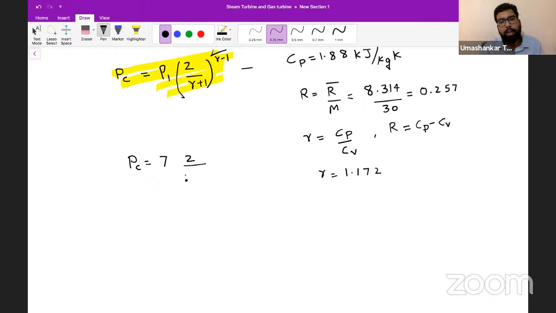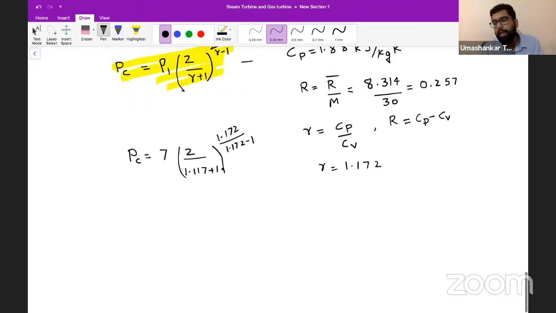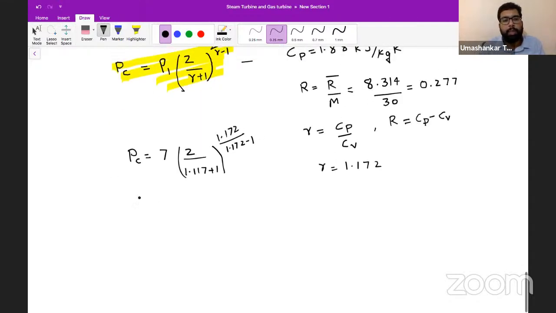we have gamma is equal to 1.172, so PC equals (gamma plus 1) divided by (gamma minus 1) raised to the power as given, and so we can have the value of PC. R is 0.277, not 0.257. You guys are making calculations. I am not using any calculator, so whatever you are telling me, I am writing that. Okay, so now tell me, what is the value of PC?